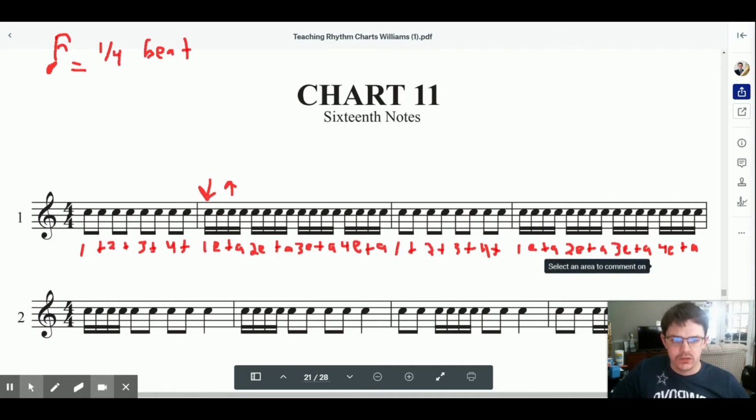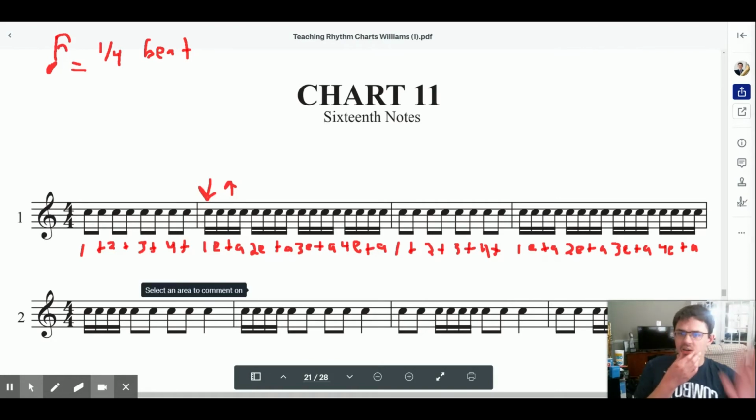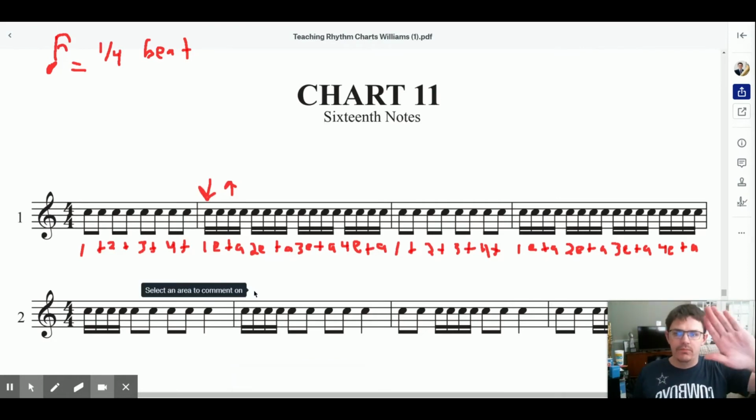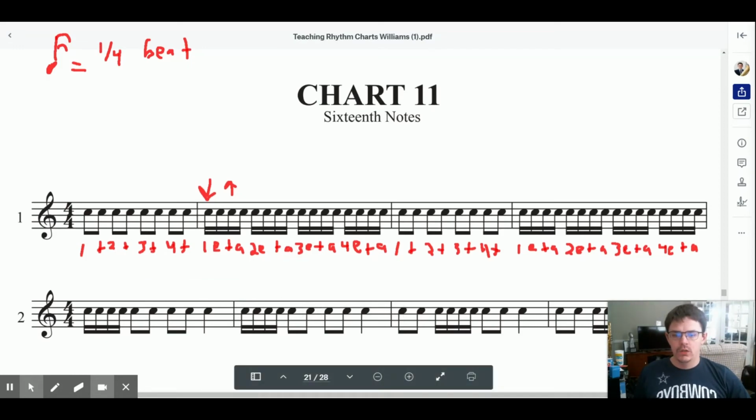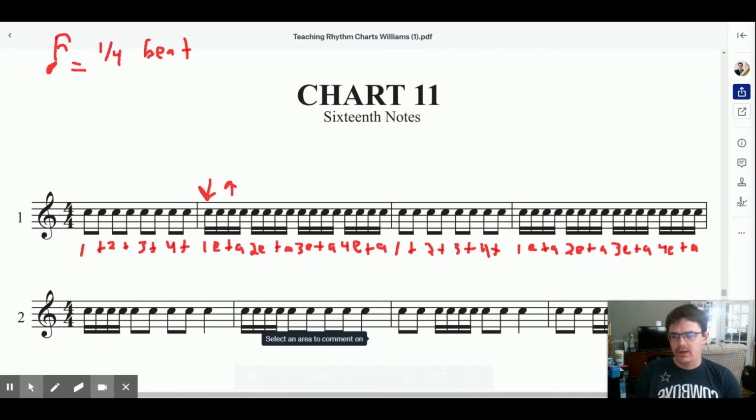Pause here, take as long as you need to write down all of your counting, and then I want to practice counting and clapping all of line 1. Ready? Line 1, together, tapping toes, down, up, 1, 2, count and clap it, go.